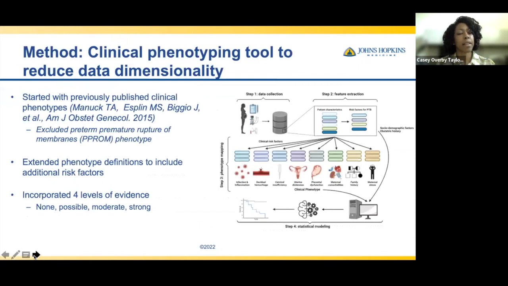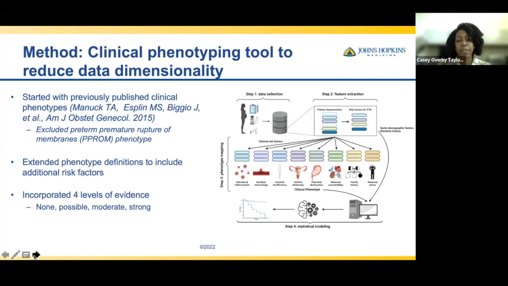A key method in using this data was building this clinical phenotyping tool. The goal for applying this is reducing the dimensionality of the data. We first started with previously published phenotypes, with one being dropped because it defined preterm premature rupture of membranes, which is excluded because it was part of the definition for spontaneous preterm birth. And we also extended the phenotype definitions to include additional risk factors.